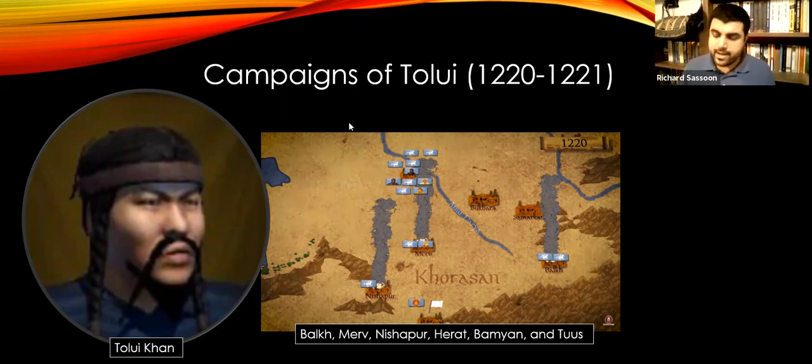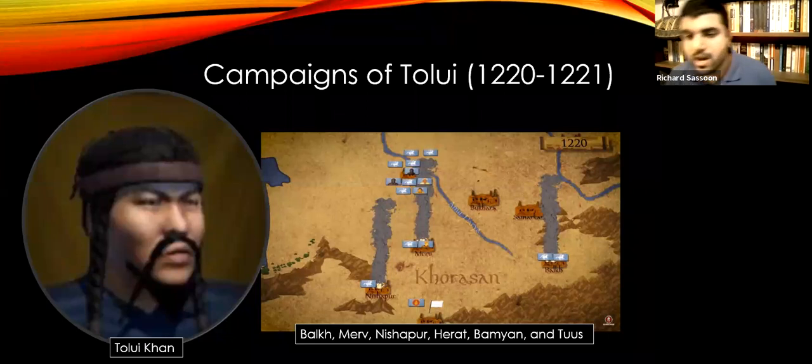now that Genghis Khan is in Samarkand, he's in the center of the empire. Genghis is in Urgench with Ögedei. He sends his son Tolui, his youngest son, around the rest of the country. So Tolui leads a number of campaigns against major cities in Khorasan: Balkh, Merv, Nishapur. Herat surrenders and then unsurrenders and then gets torched. Bamyan and Tus. These were all major Persian cities.